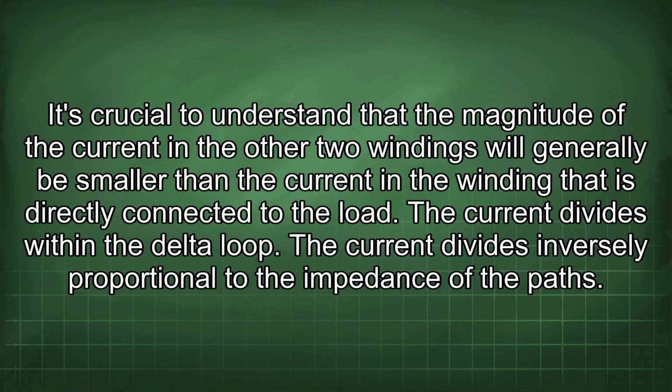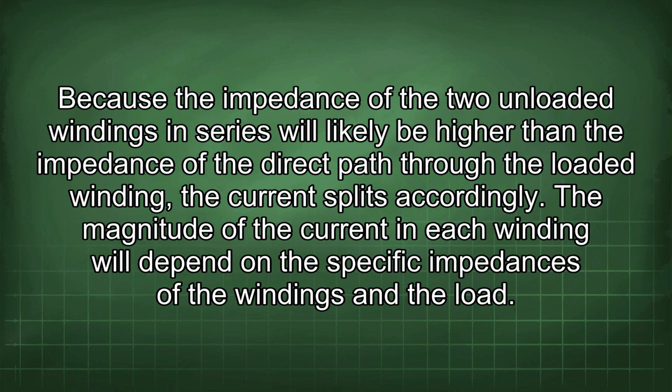It's crucial to understand that the magnitude of the current in the other two windings will generally be smaller than the current in the winding that is directly connected to the load. The current divides within the delta loop. The current divides inversely proportional to the impedance of the paths. Because the impedance of the two unloaded windings in series will likely be higher than the impedance of the direct path through the loaded winding, the current splits accordingly.